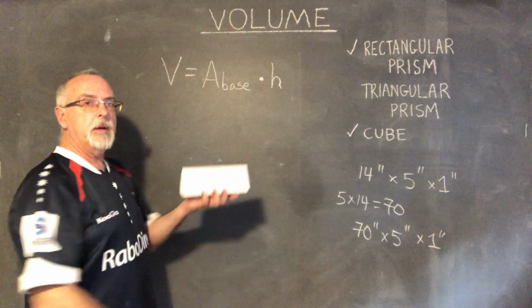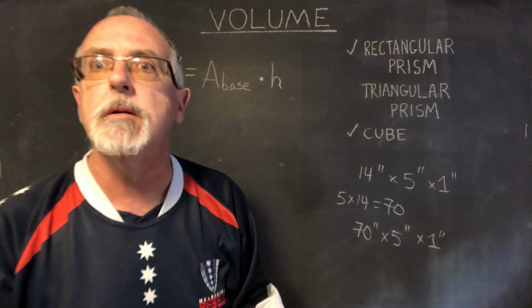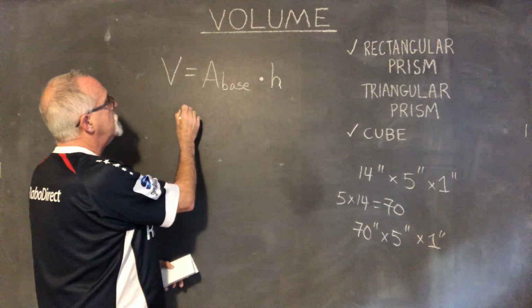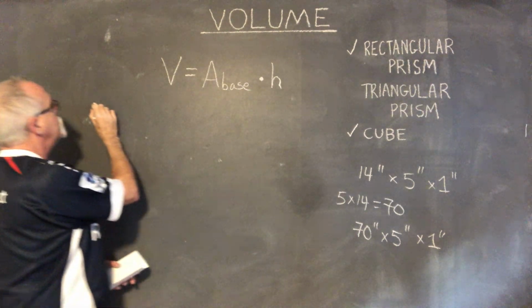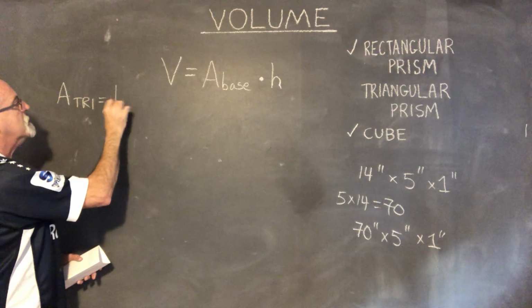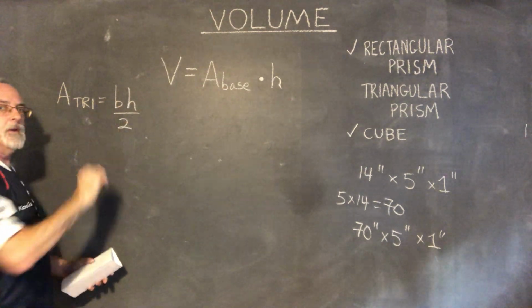Okay, so what's the area of the base of this? If the base is the triangle, well, it's the area of a triangle. That's why this isn't hard. It looks weird, but it's not, because it's going to be this time the area of the triangle. I'm going to do that here. Area of a triangle formula is equal to base times height over 2. And we were using that weeks ago.